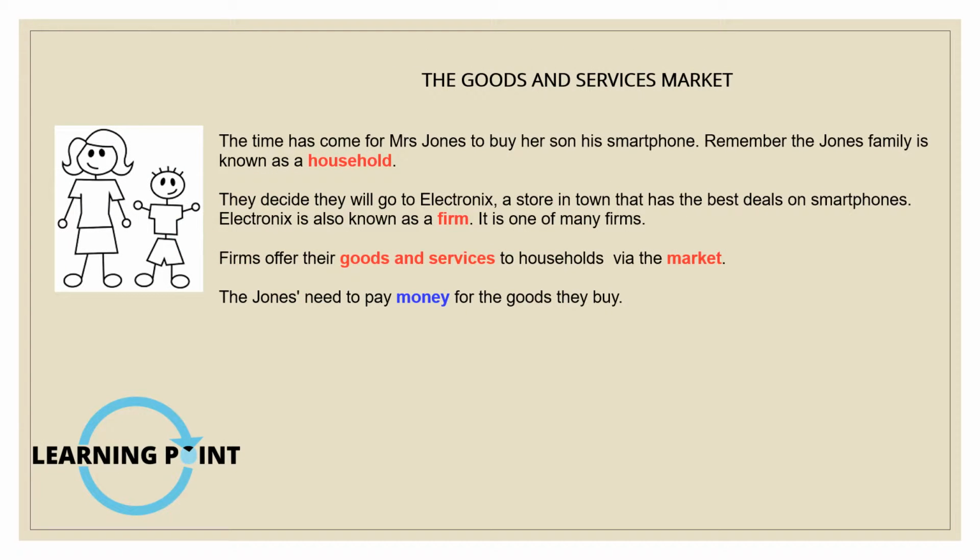Firms, just like Mrs. Jones's employer, offer goods and services to households via the market. And Mrs. Jones needs to pay money for that smartphone. She can't just walk in and take it. She has to pay money that she earned. Now let's add the goods and services market to our previous drawing. So I want you to pause the video and add the new goods and services market to our drawing.